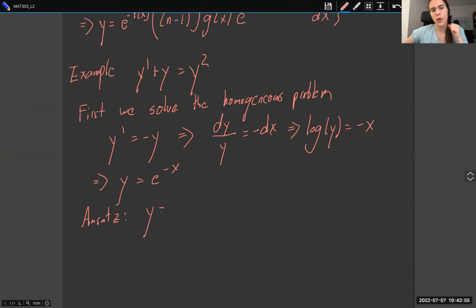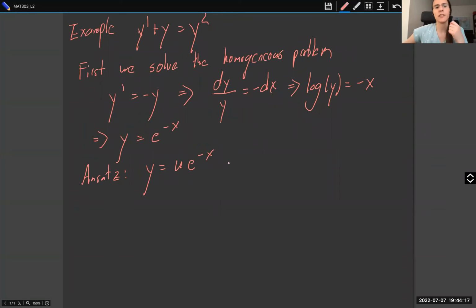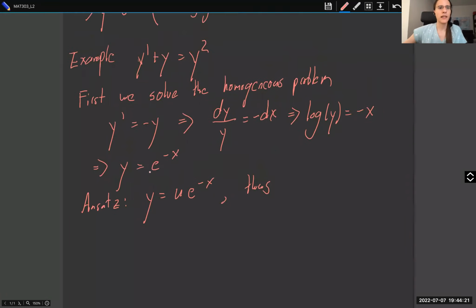y equals what? e to the minus x times some function. Yeah, and we're going to call that function u. Good. Right, so when we have this ansatz, what we get is we plug that into this equation.